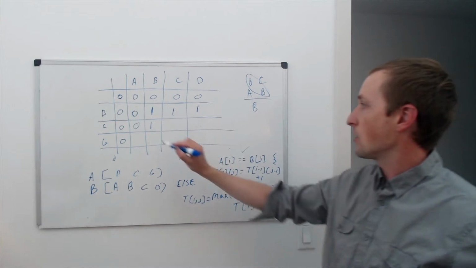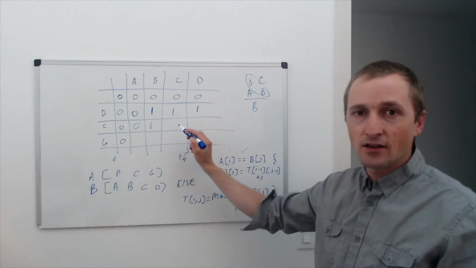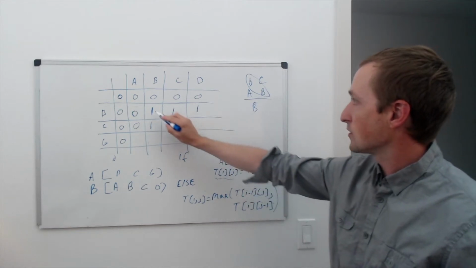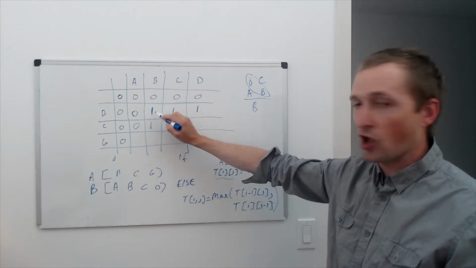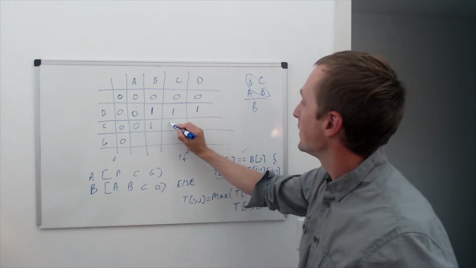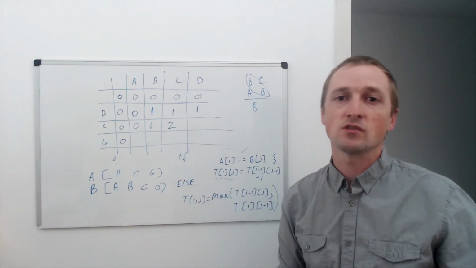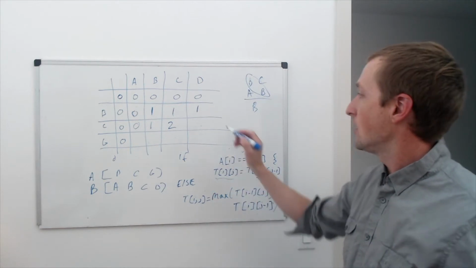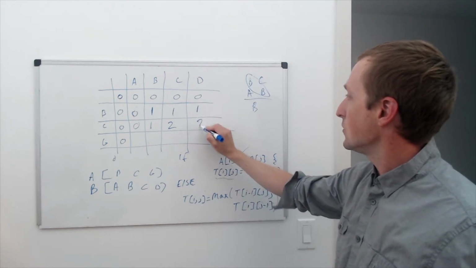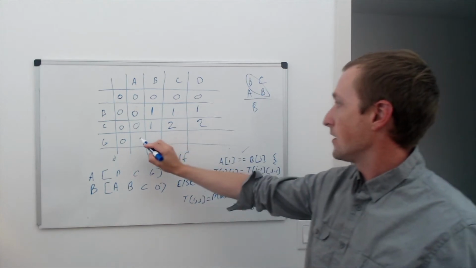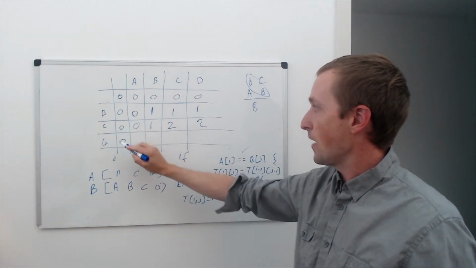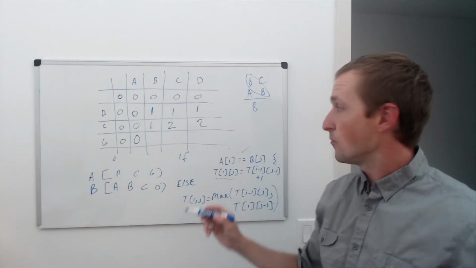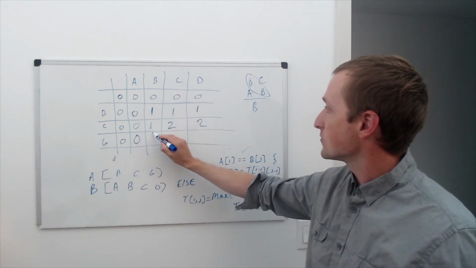So then comparing C to C, you can see C and C are in fact equal. Then we follow this path. We look at the previous row and column, which is 1, and we add 1 to that. So our longest common subsequence now is 2. And then C and D are not equal. Max of 2 and 1 is 2. And then A and G, not equal. Max of 0 and 0 is 0. G and B are not equal. Max of 0 and 1 is 1.